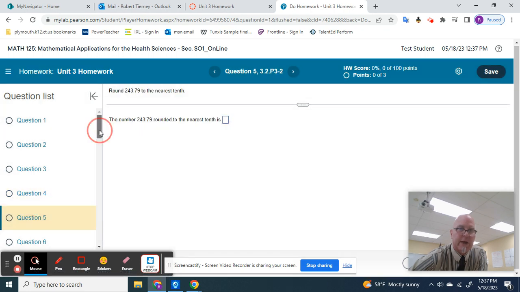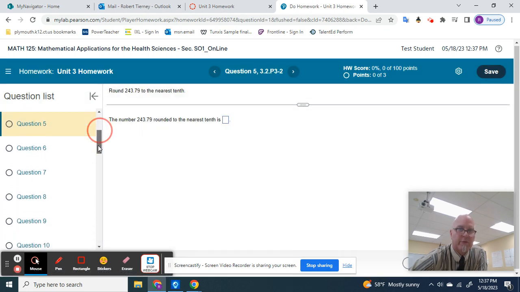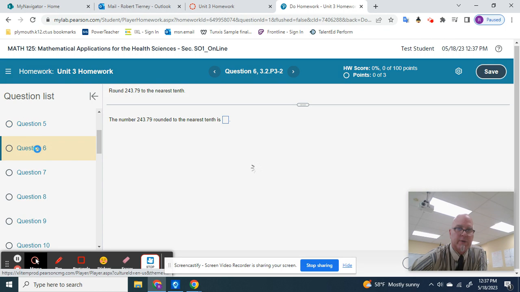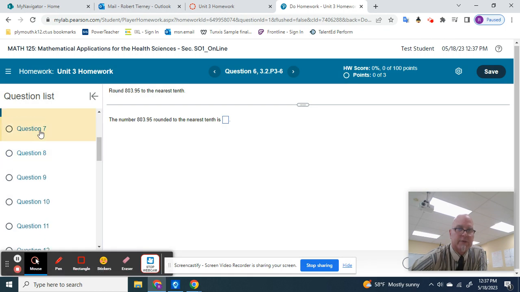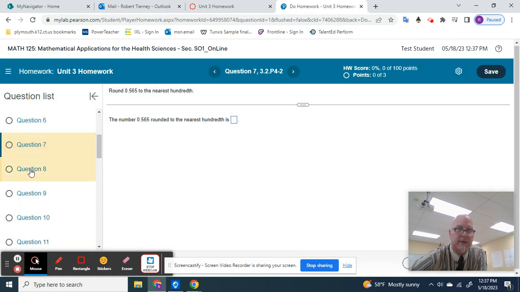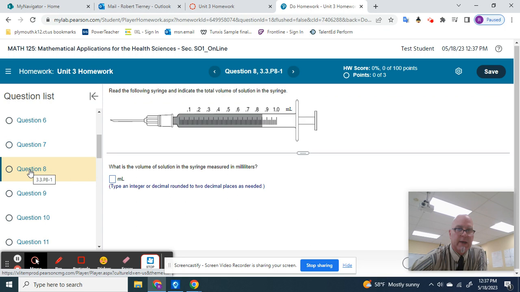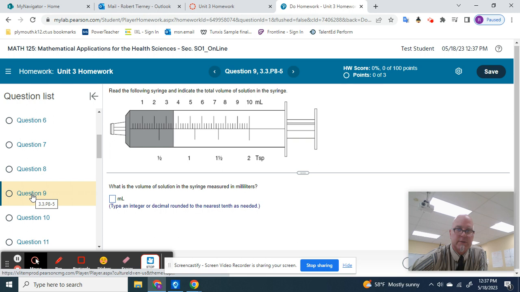Here is our first rounding question. Question number 5, round a number. Question number 6, round a number. Question number 7 and 8, I think, and maybe even 9. No, 8 is about a syringe. You need to look at the syringe and find the volume. If you look, it's between 0.8 and 0.9. So I'm trying to take an eyeball view of how that's going to work. Question 9 is a larger size syringe, so we can see that.